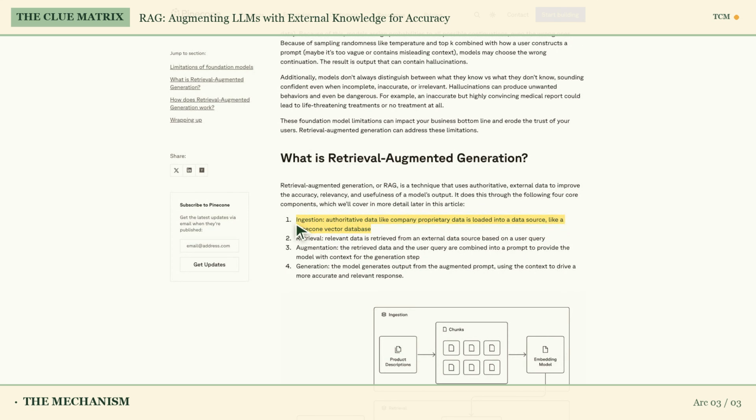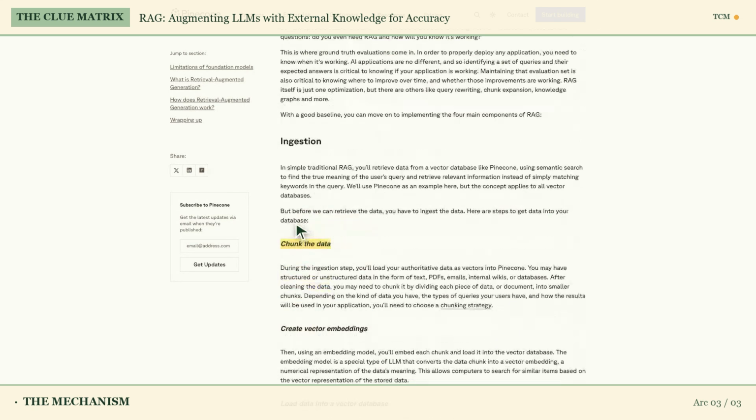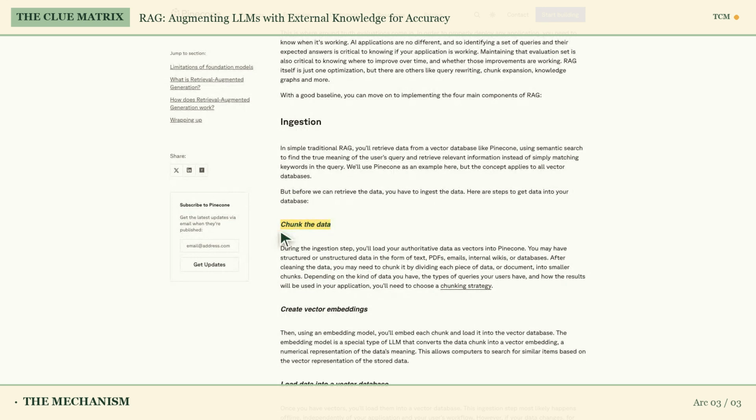During ingestion, you first chunk the data. You break your large documents into smaller, manageable pieces that are easier for the retriever to handle. The size and strategy for chunking are crucial. Too small, and you might lose important context or relationships between pieces of information. Too large, and you risk introducing irrelevant noise, exceeding the LLM's context window limits, or making the retrieval less precise.